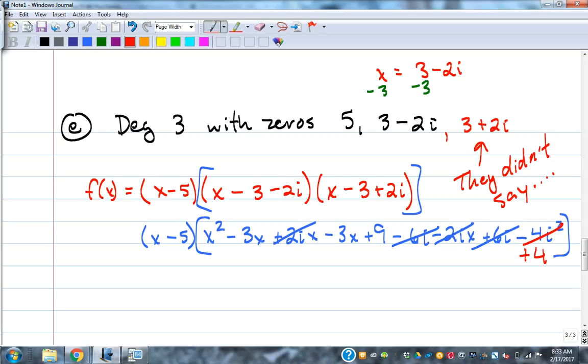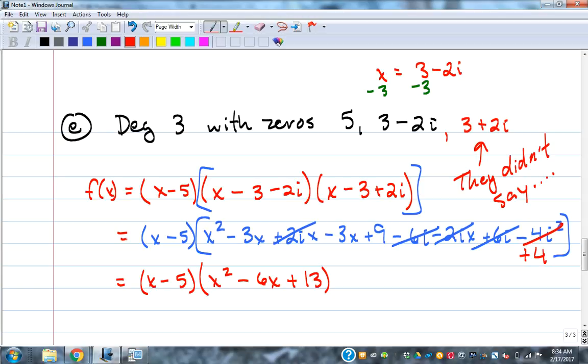Now, let's put the stuff together that matters. x squared minus, those two are together, so that's negative 6x. Then we got a positive 9 and a positive 4, which is 13. Oh, well, that turns out actually really nice. And it doesn't look that bad. Not nearly as intimidating now as it was.